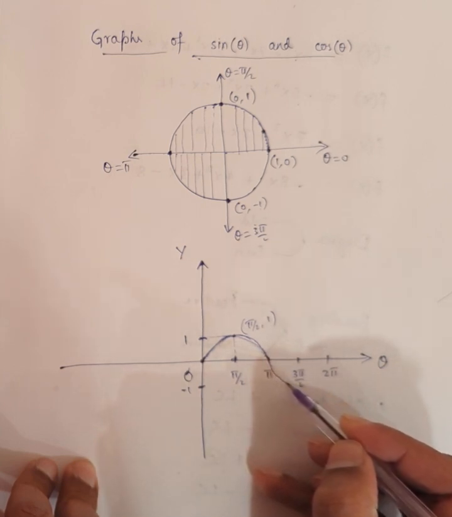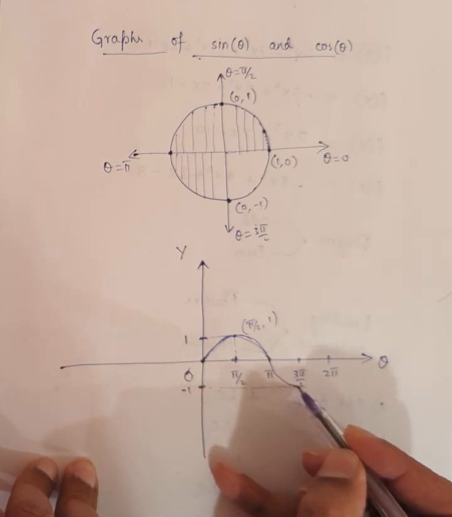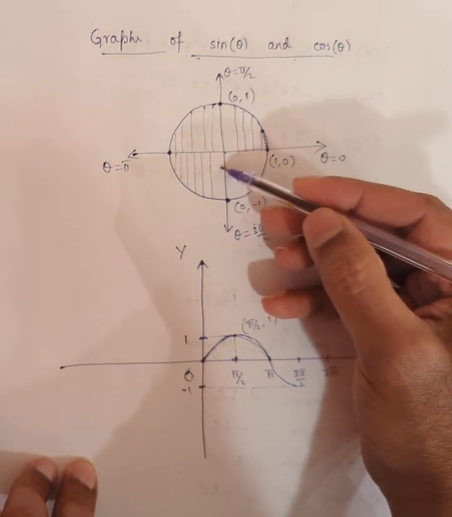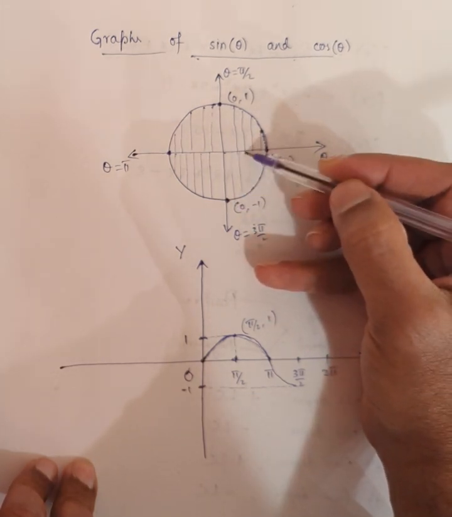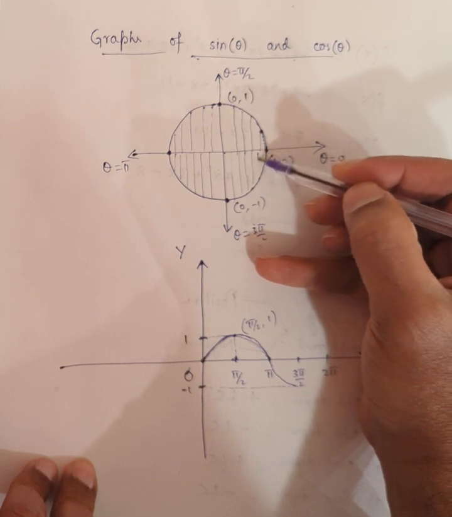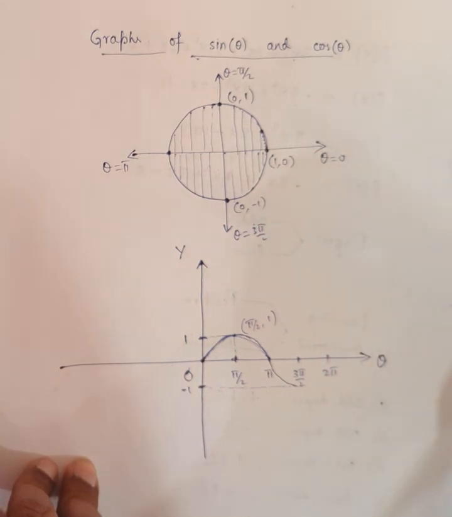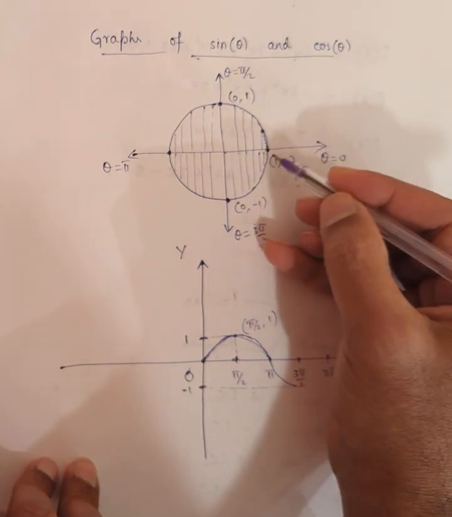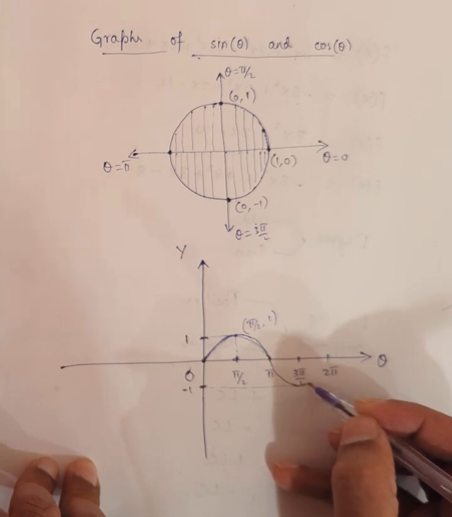It goes and takes the value of negative 1. And after it crosses 3 pi over 2, the y values are still negative, but they are getting less and less negative until it reaches 0 again at 2 pi. So this is the graph.